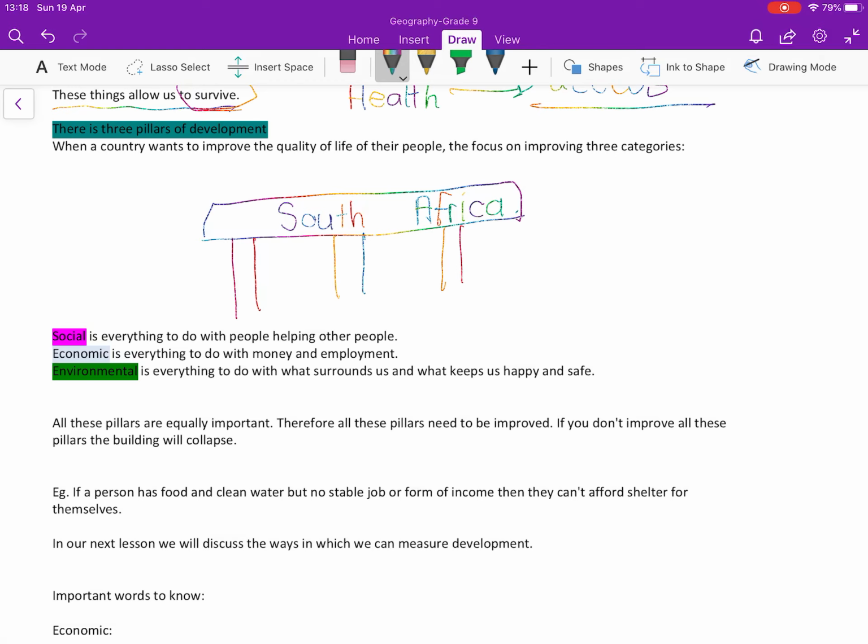So it's important to look after each one of these pillars, because if one pillar disappears, you can see the country will tumble to the side. So it's important that we take care of all 3 pillars that I'm going to mention now in order for a country to work well. So when a country wants to improve the quality of life of their people, they need to focus on 3 categories. These categories are social, economic, and environmental.